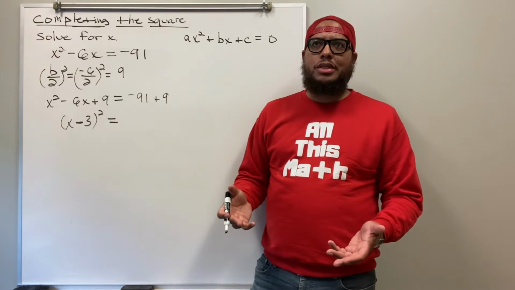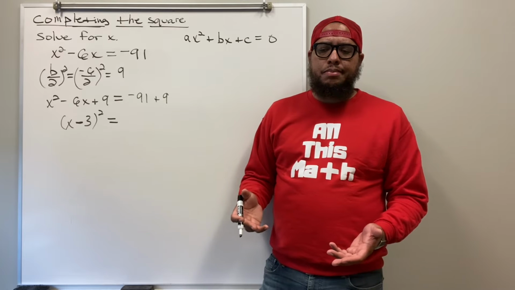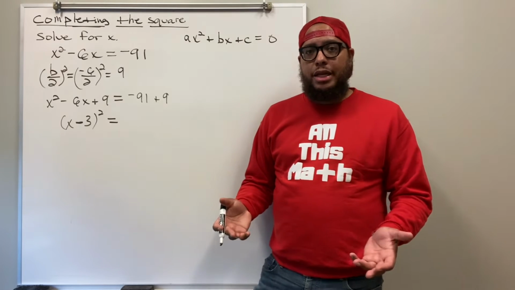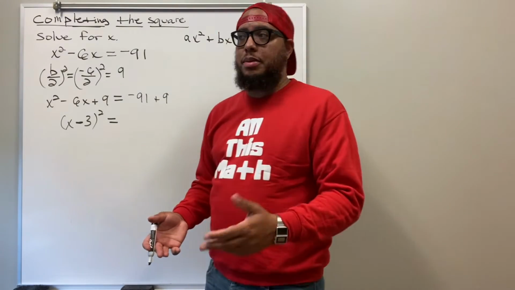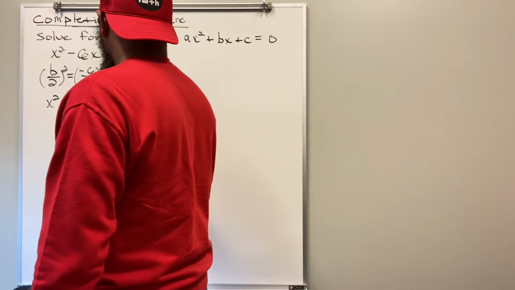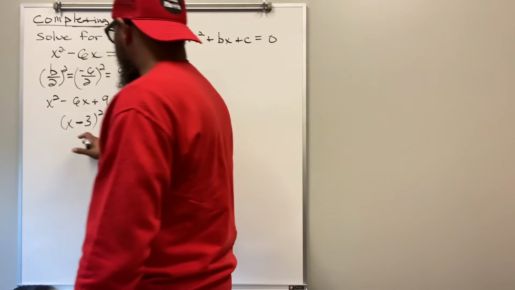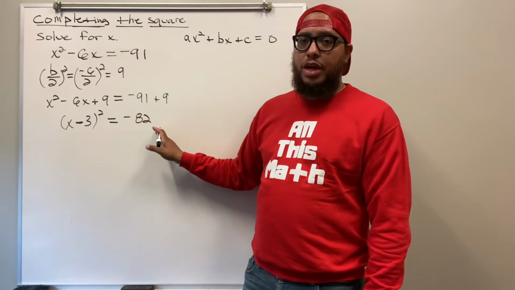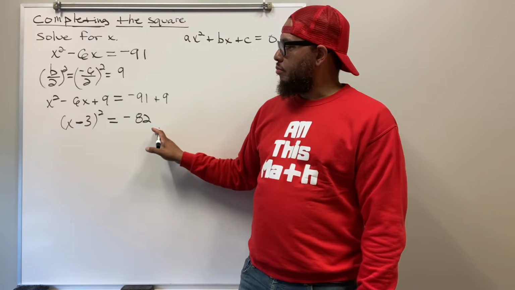So I would say 91 take away 9, that's like 11 minus 9 would be 2. So 91 take away 9 would be 82, right? But my answer needs to be negative because 91 was negative. So I got negative 82, right? So this is the quantity x minus 3 to the second power is equal to negative 82, all right?